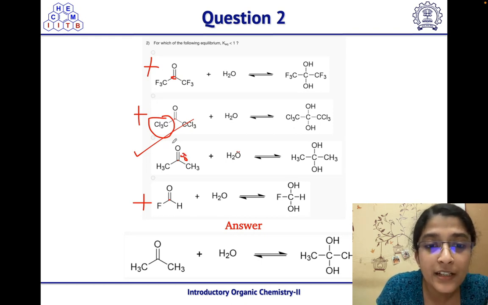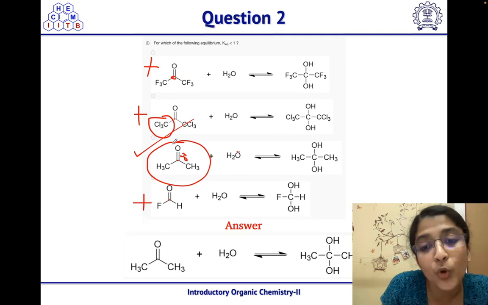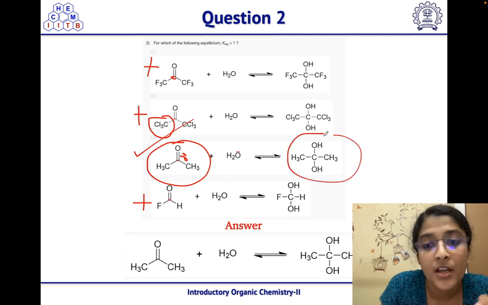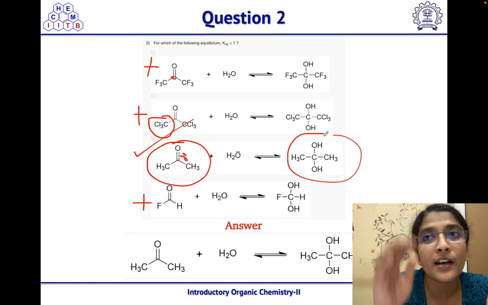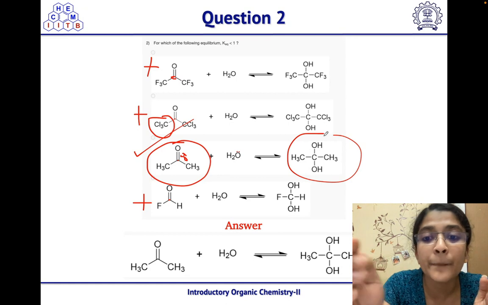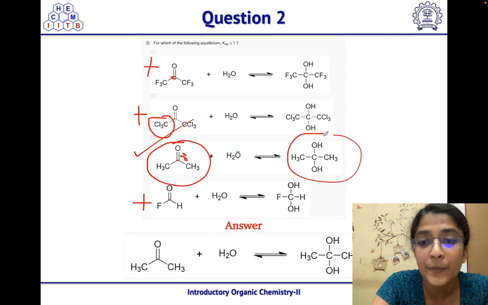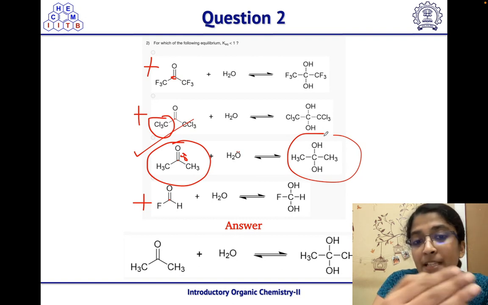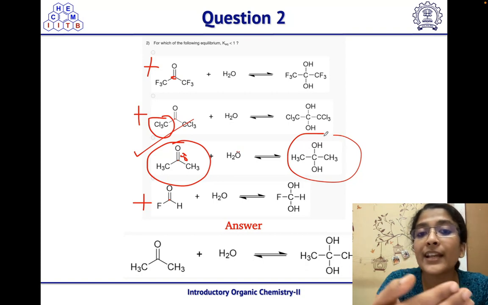So because of that, this will be less reactive. Reactivity rate will be less, and at equilibrium, concentration of starting material is more compared to that of the product. So concentration of product is less. According to K equilibrium, concentration of product divided by concentration of reactant is K equilibrium. So if concentration of product is less, then K equilibrium value will be less than 1. If something more than 1 is at the denominator, then the value will be less than 1.